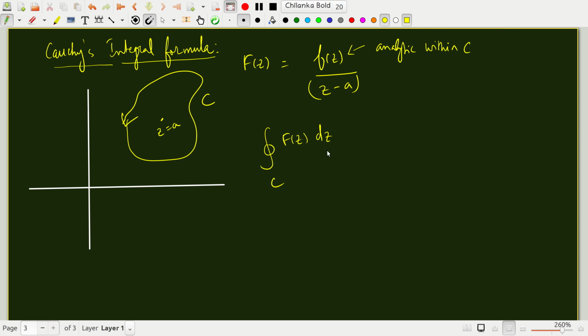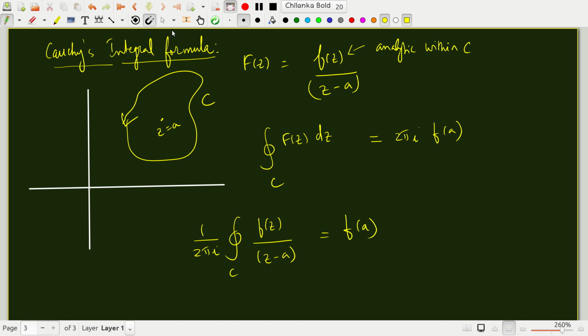Okay, so if you apply the residue theorem and ask what is the integral of F of z dz over this contour, you will find that there is only one pole at z equal to a. So the integral is simply 2 pi i times the residue at z equal to a, which is simply f of a. Or in other words, instead of capital F of z, if I write it as f of z by z minus a, and I pull down this 1 over 2 pi i here, it is simply f of a.